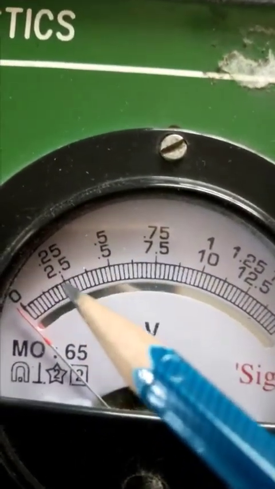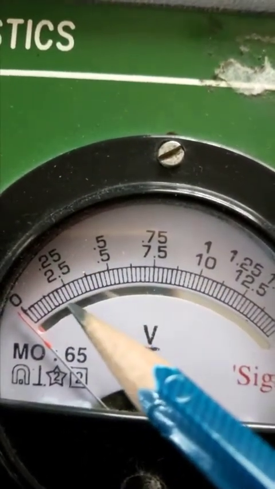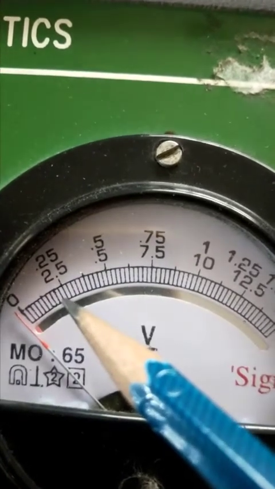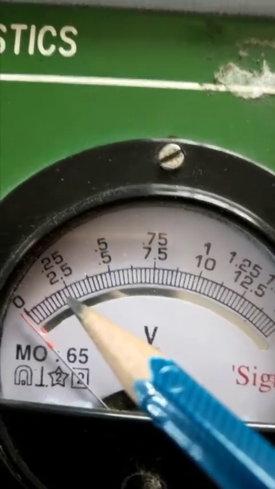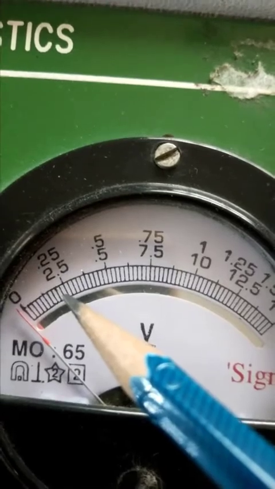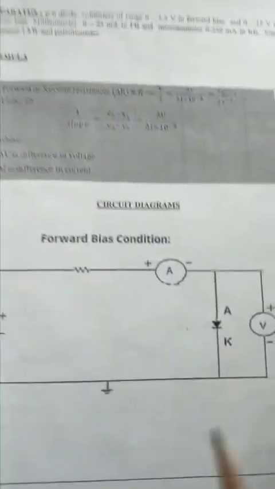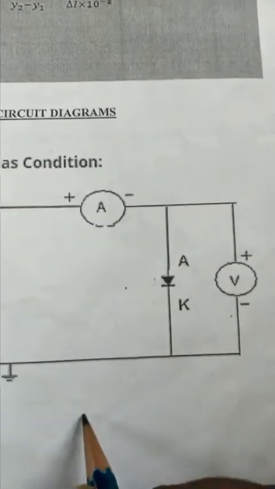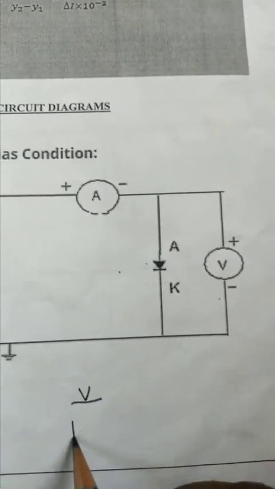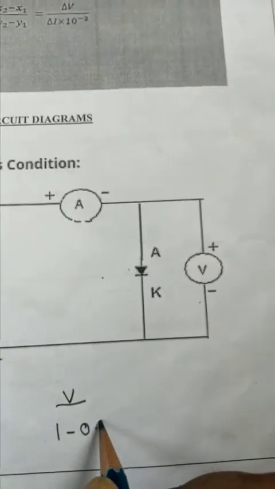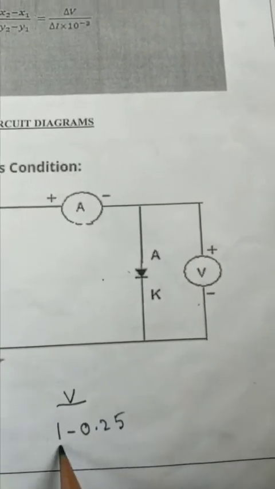So the 10 lines value is 0.25. So what is one line value? 0.25 divided by 10, so you will get the one line value as 0.025. Here you have to write this down in the experiment. So one line value in the voltmeter is how much? Correct or not? We got the one line value.